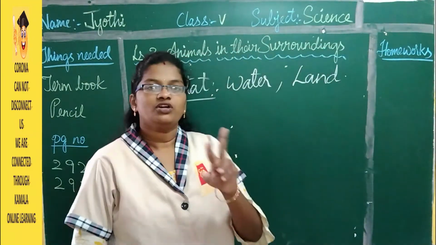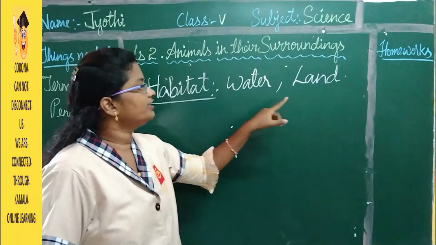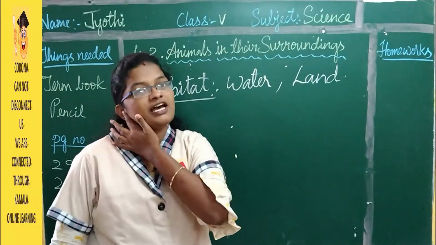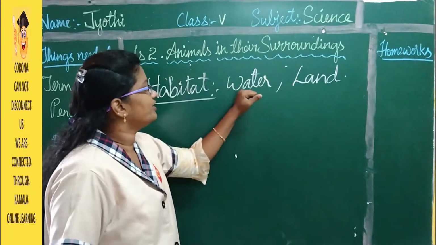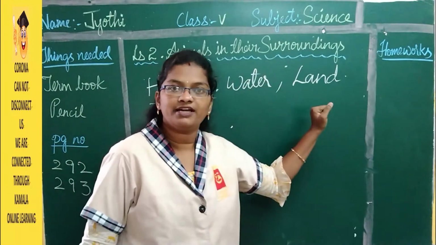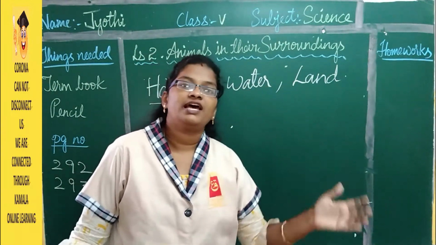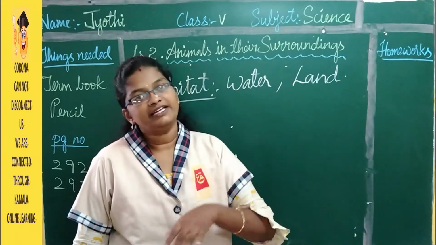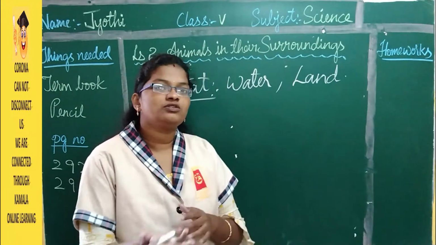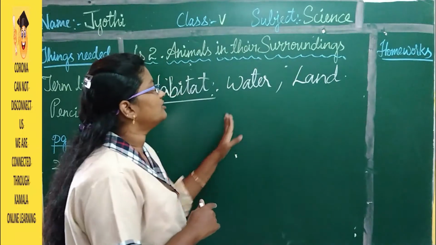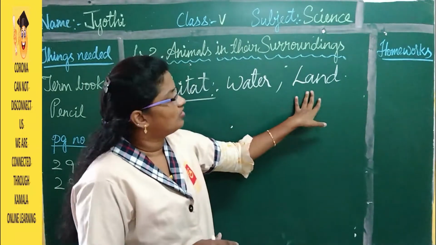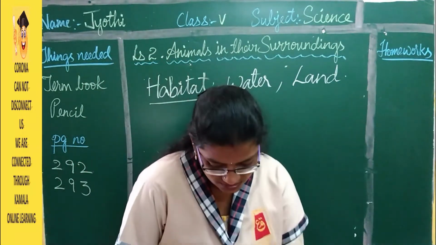So here we have two main habitats. One is water and one is land. That is, animals are going to live in water or on land. And a few animals live both on land and in water. But most of the animals live either in water or on land.